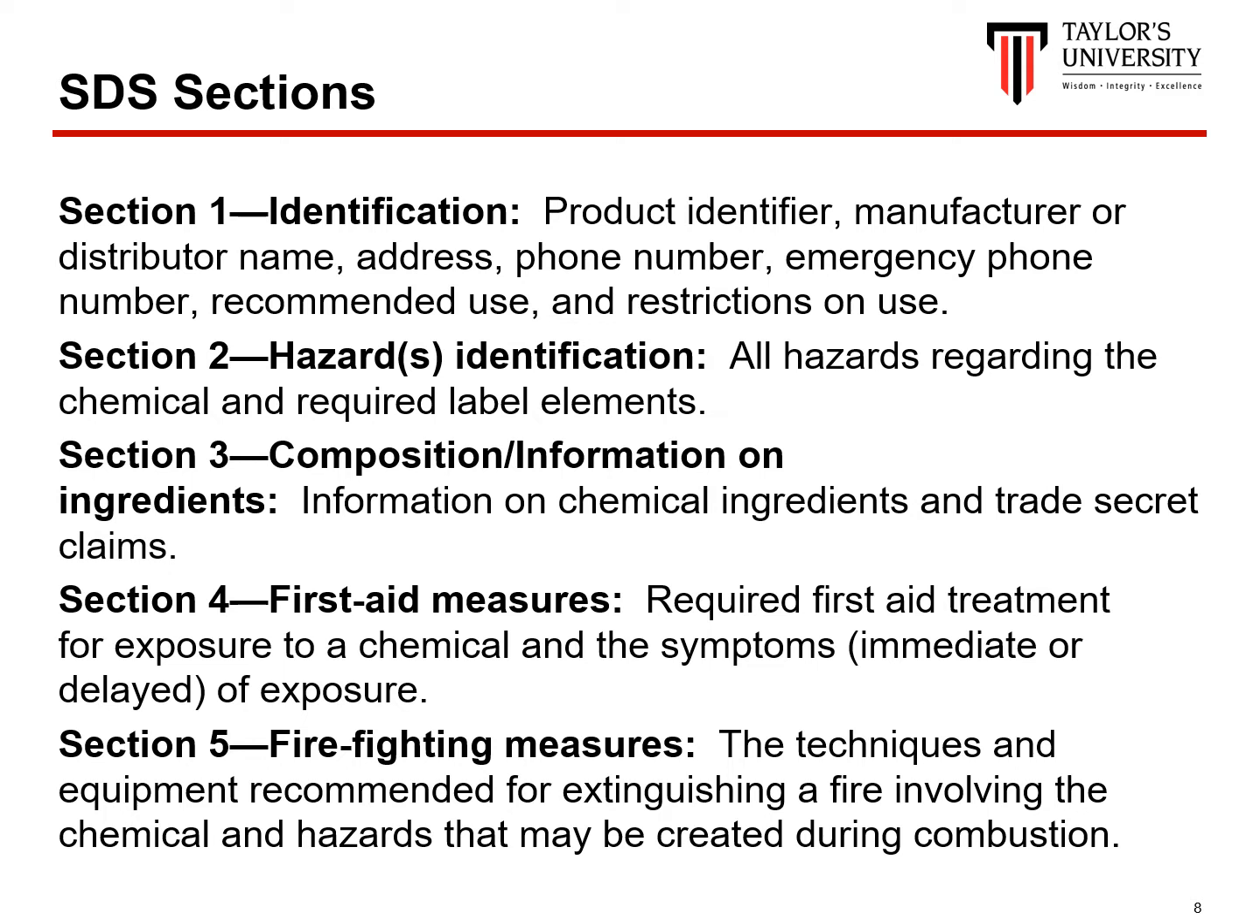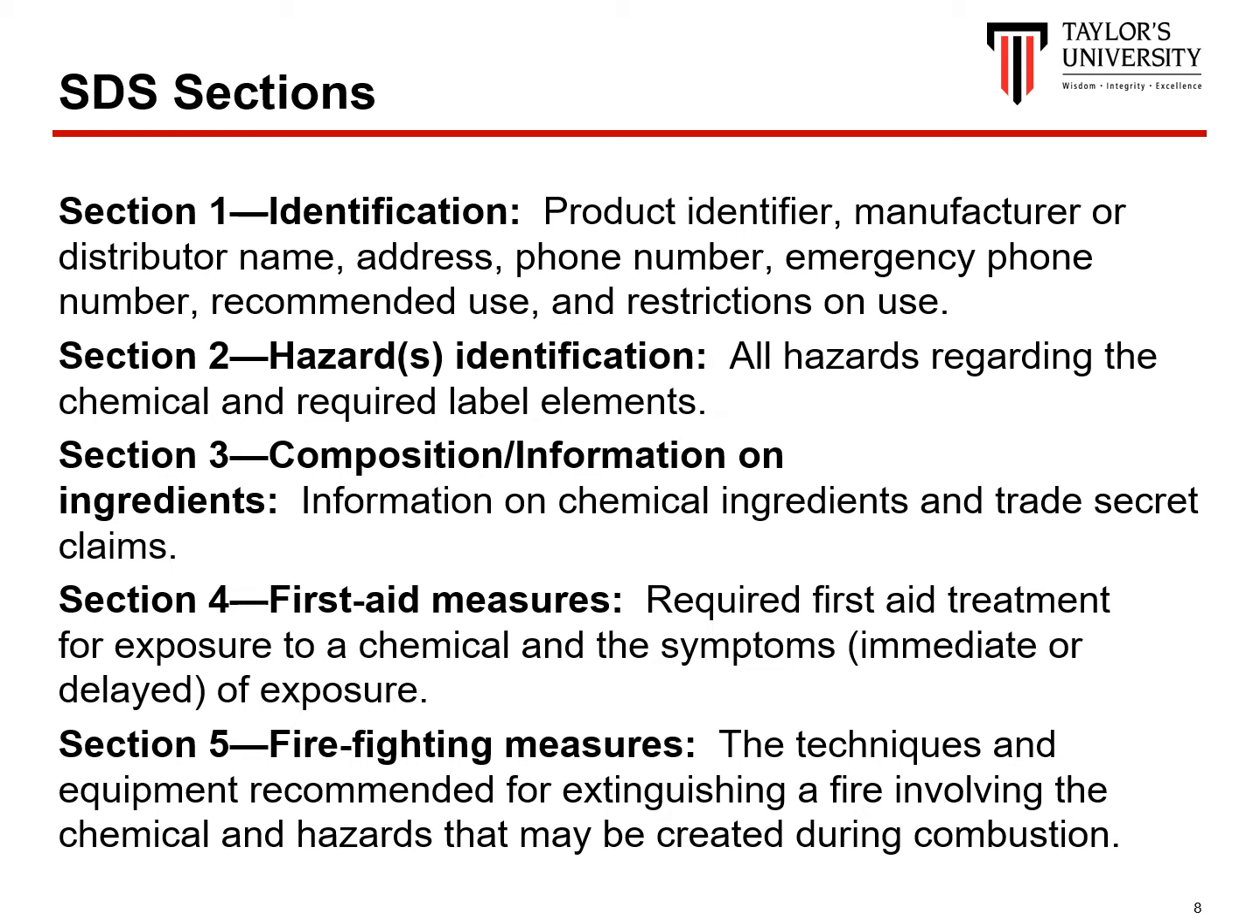Section 1 talks about the identification, like the basic information of the product, including the manufacturer's or the distributor's name, their address, their phone number, etc. Section 2 talks about the hazard identification regarding the chemicals and also the required label elements. And Section 3 goes into details about the composition and information on the ingredients.